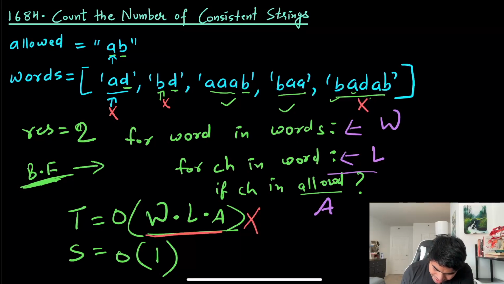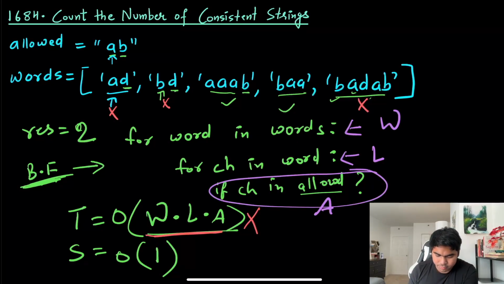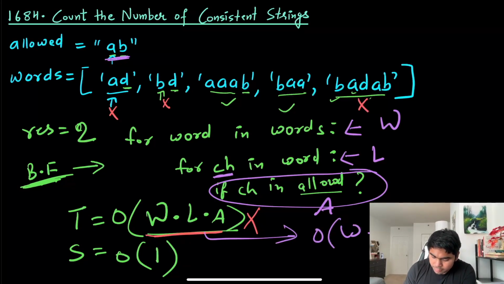Here I am visiting my allowed string again and again for each character. Can I reduce that? Can I bring that to big O of W into L? Yes, I can. How will I do it? Rather than iterating again and again on the allowed string, I can just put all the characters into a set.